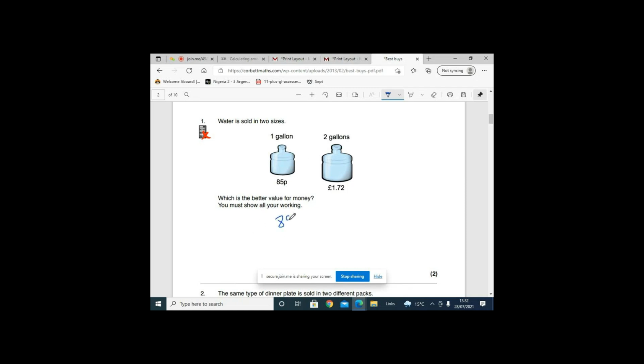So this one is going to be like 85p times 2. That's going to be what? 170p. That's £1.70. So if you want to buy 2 gallons, it's £1.70 for this. And this is £1.72. So this one is the better value for money because it's cheaper to buy 2 gallons of this.